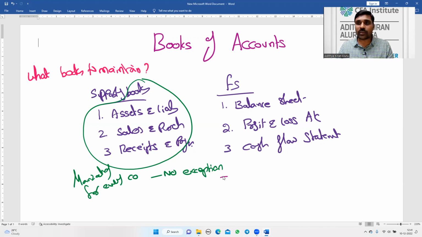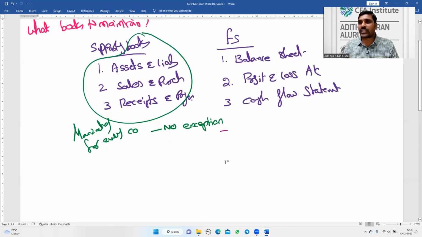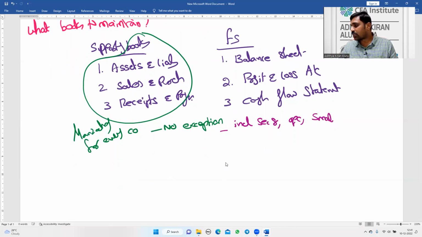How about a government company? Does it have to maintain these books? The answer is yes. There is no exception from maintaining these books. That is the first thing, what books to maintain: mandatory for every company, including Section 8 companies, OPCs, small companies, startups and government companies. You may get doubts about these entities, but they are also required to maintain books.